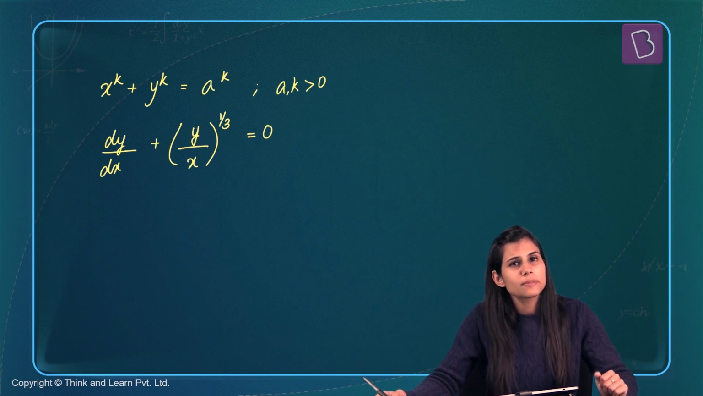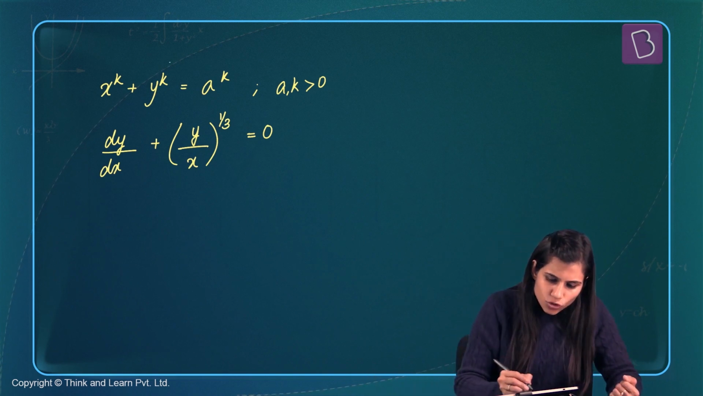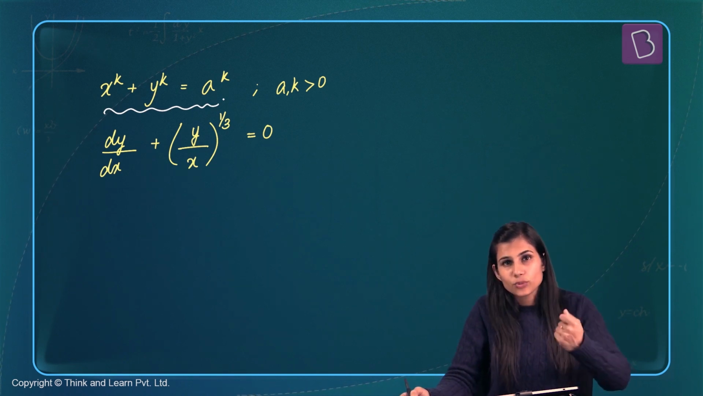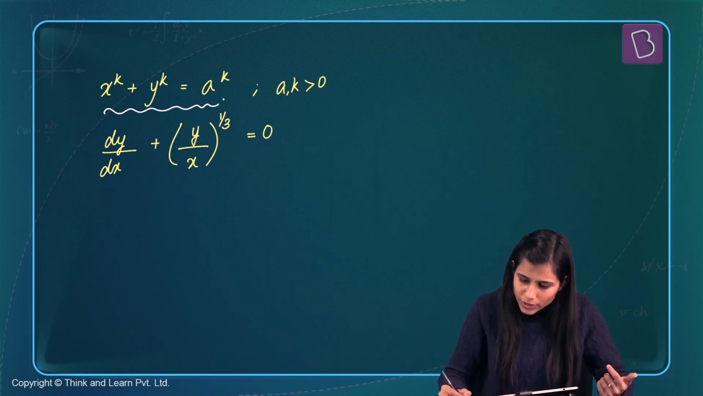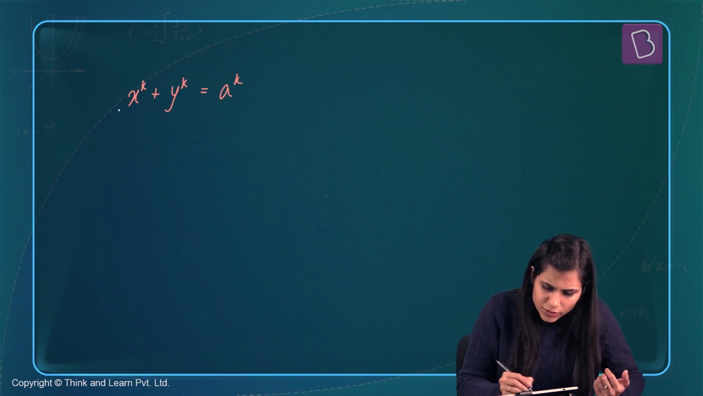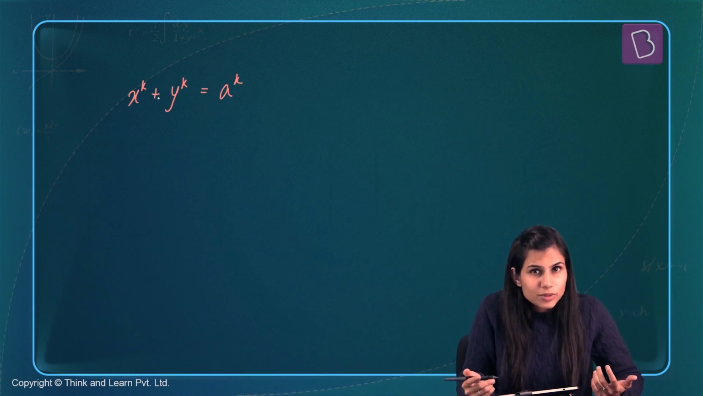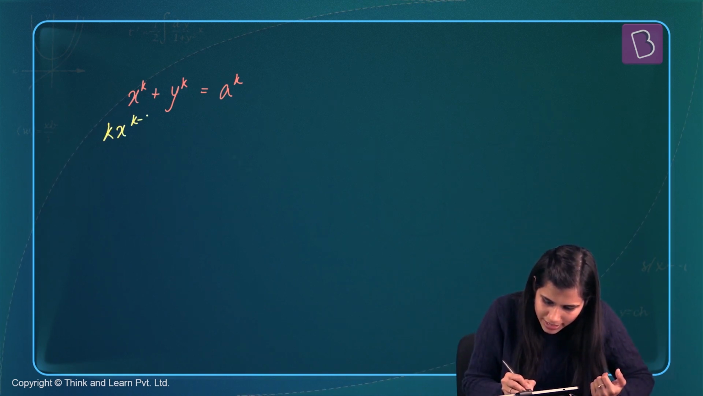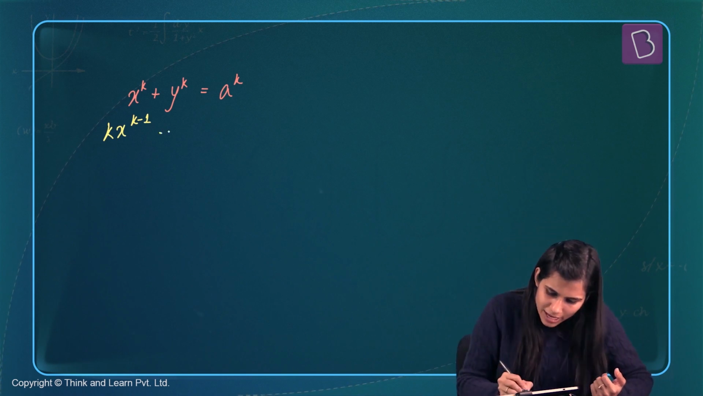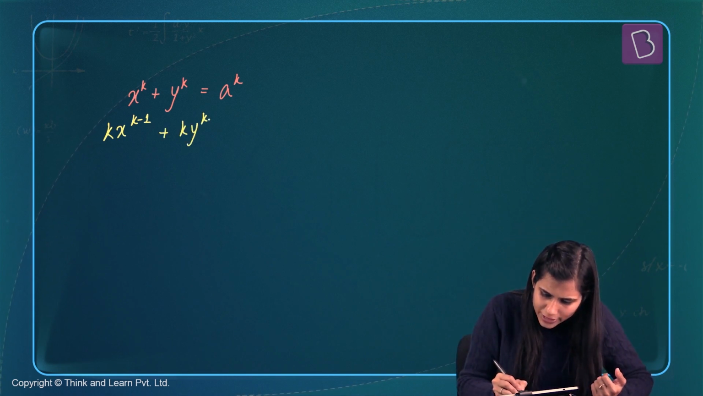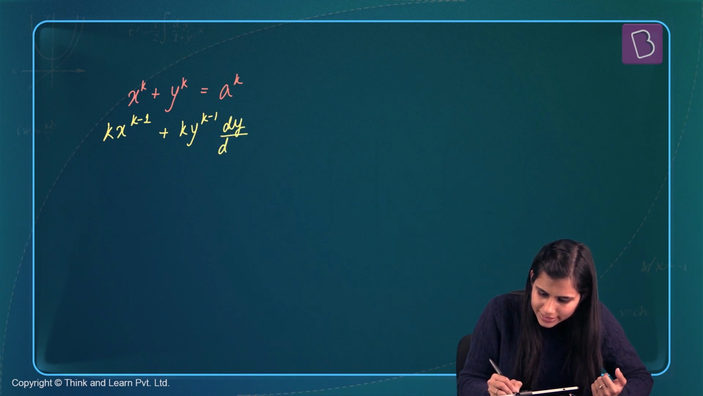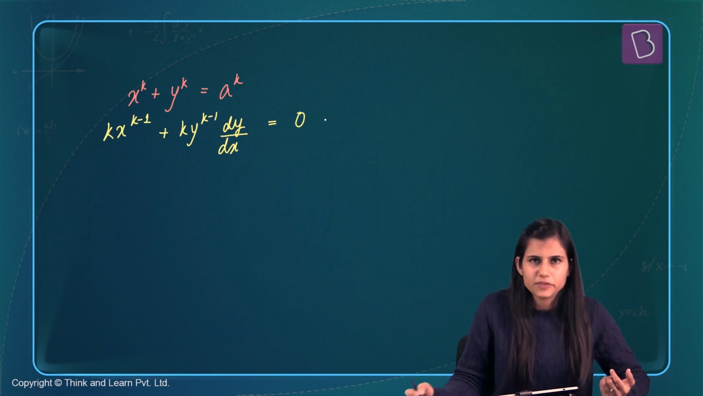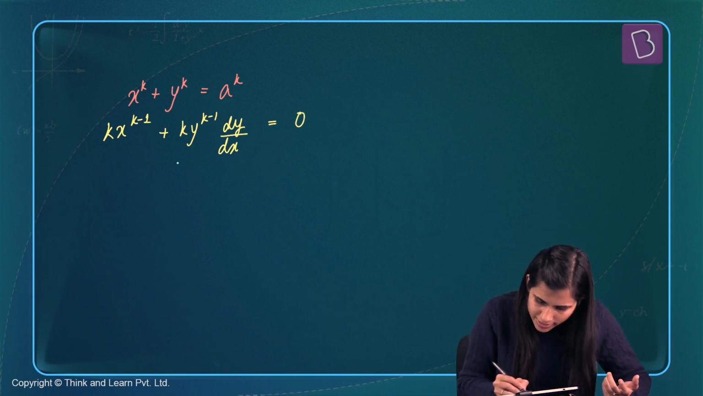So obviously this question is about implicit differentiation. We catch hold of this relation and differentiate both sides with respect to x and try to get dy/dx. What do we get? Let's just try to do this. Okay, so this is x to the power k plus y to the power k equals a to the power k. Let's differentiate both sides with respect to x. You get k x to the power k minus 1, right? And then you have plus k into y to the power k minus 1 dy/dx, just applying the chain rule, equals a to the power k is a constant, so its differentiation is going to be 0.